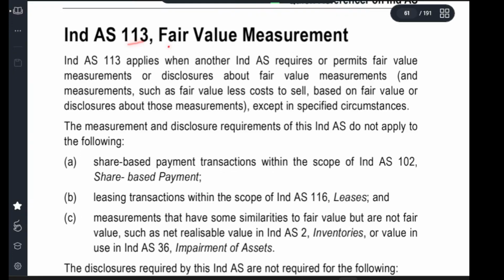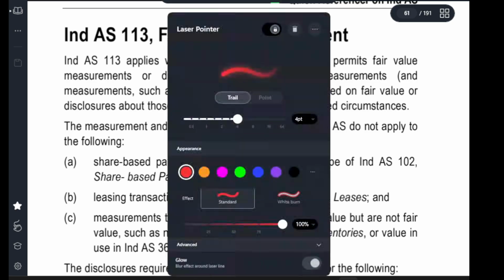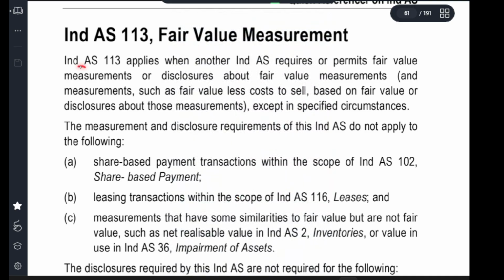Ind AS 113, Fair Value Measurement. Ind AS 113 applies when another Ind AS requires or permits fair value measurement, or disclosure about fair value measurement, and for the measurement such as fair value less cost to sell, based on the fair value and disclosure about this measurement, except in specific circumstances.